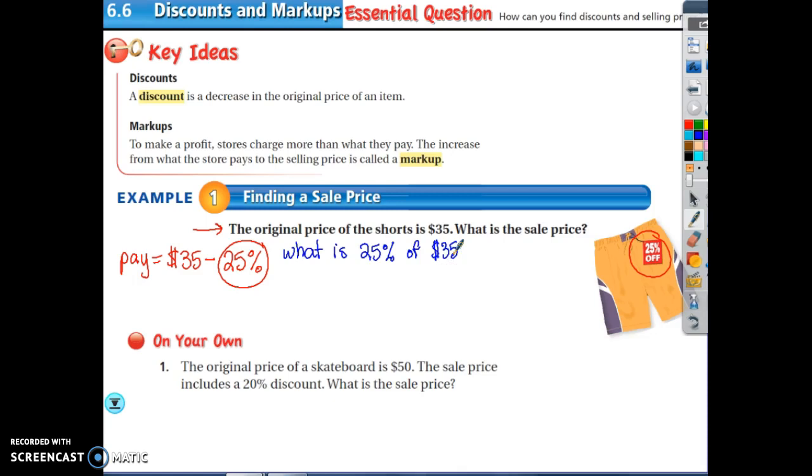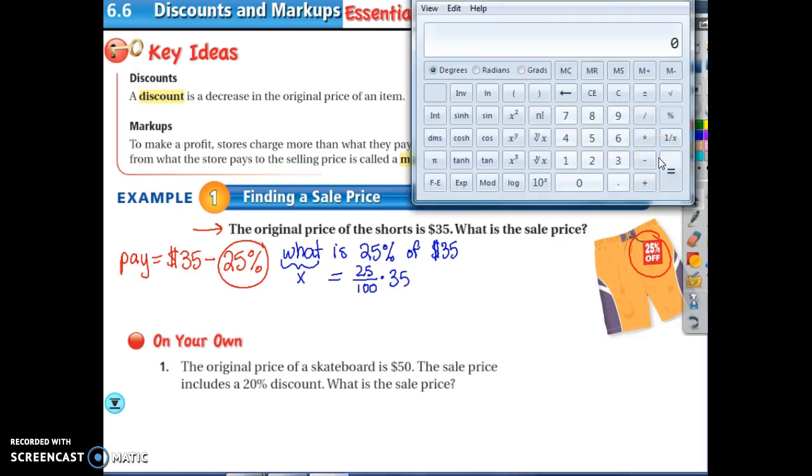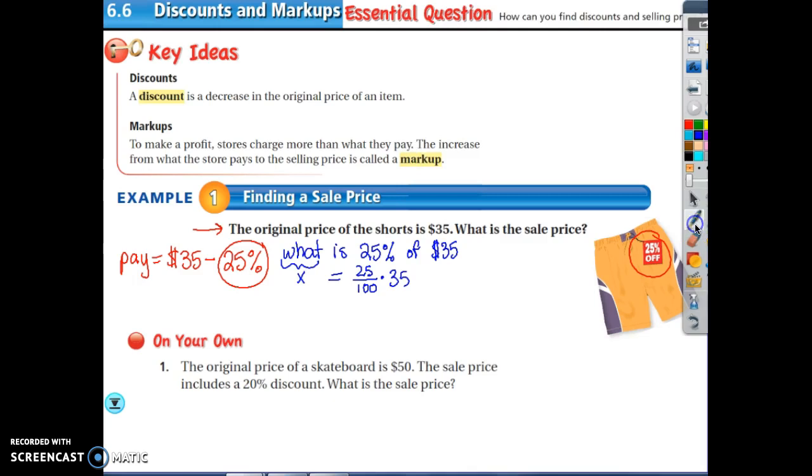You may either do this using a proportion or an equation. I'll go ahead and use an equation. What represents my variable is x, "is" means equals, 25% means 25 over 100, "of" means multiply, and $35. From here we can pull up a calculator to help us with these mathematical operations. First thing I'm going to do is figure out what is 25 divided by 100. You might not need a calculator for this, but in case you do, 25 divided by 100 is 0.25. So I've got x is equal to 0.25, and I still have times 35.